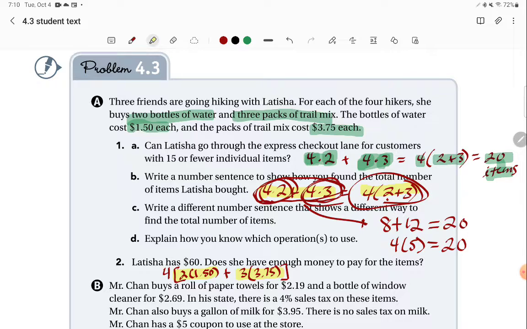I'm not testing how well you can multiply decimals, right? So 2 times 1.50, you shouldn't need that, but 3 times 3.75, you could use a calculator there. But the sum of those ends up being $14.25, right? And that's a total for 4 people. Don't forget that you're buying for 4 people, and each person is going to need to put in $14.25, and that's a total of $57. So yes, she will have enough.